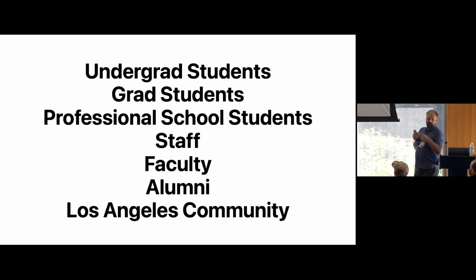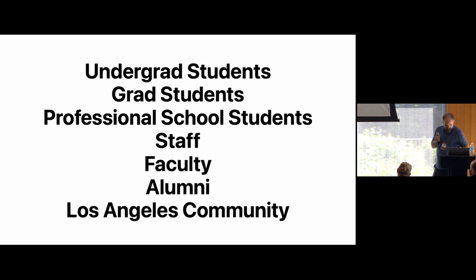And so we broke it down and thought, okay, here are the main groups that we're going to think about. And so we have undergraduate students, graduate students, professional school students. For those of you that don't know, UCLA's professional schools, so that's like medical and lawyers and business, they operate on the semester system, and the rest of the school operates on a quarter system. So that's really fun when making calendar systems to deal with that problem. And then we have staff and faculty and alumni in the Los Angeles community.